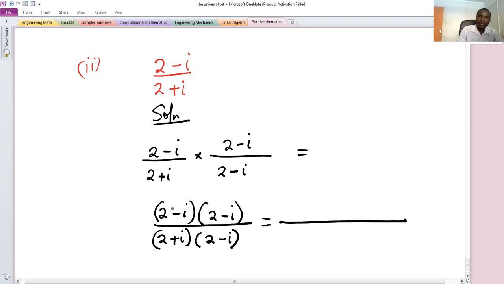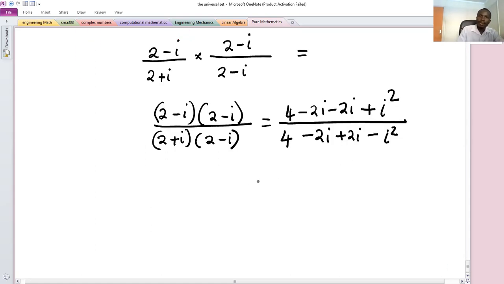So 2 by 2 is 4. 2 by minus i is minus 2i. Minus i times 2 is minus 2i. Minus minus is plus, and then i times i is i squared. Then in the denominator, 2 by 2, 4. 2 by minus i, minus 2i. i times 2 plus 2i. Plus minus is minus, i times i squared.